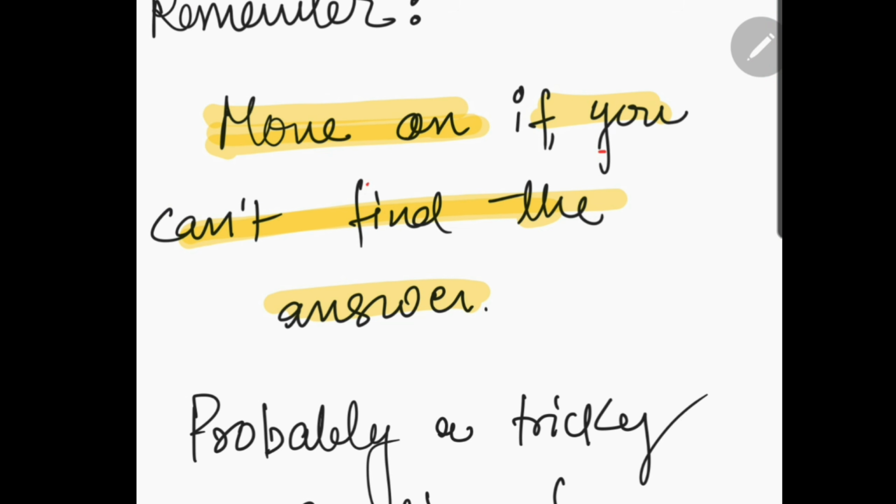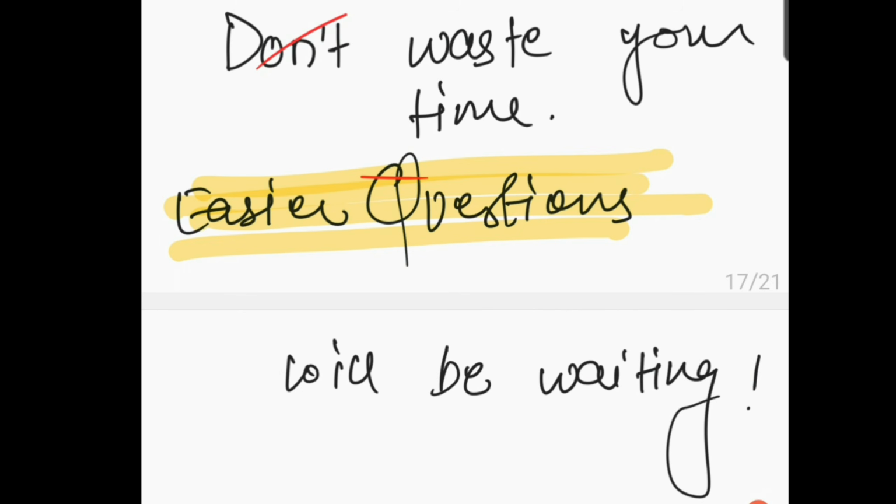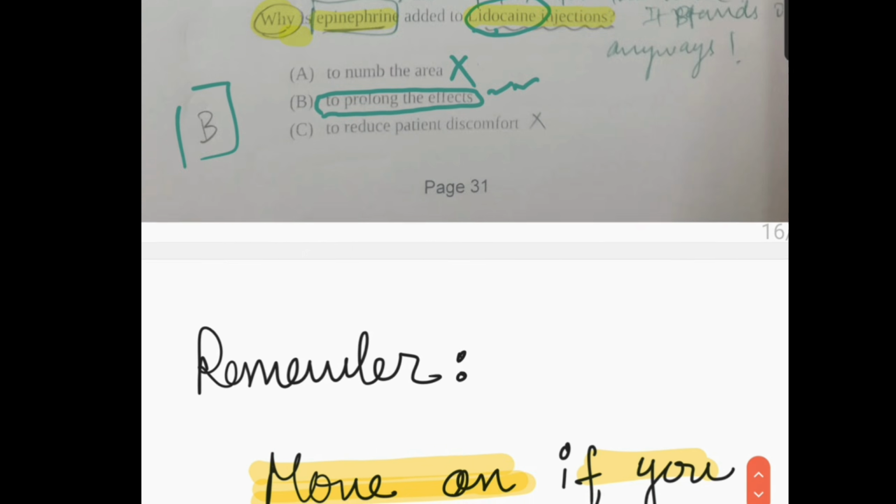If you have spent 2 minutes already on one question and you don't seem to get an answer to it, what are you going to do about it? You are going to leave it. You don't have to waste your time, because remember, there are easier questions that are waiting for you. And if you give all your time to this question, you might risk getting a score less than B. So remember that. Okay, so that's all about approaching part B.